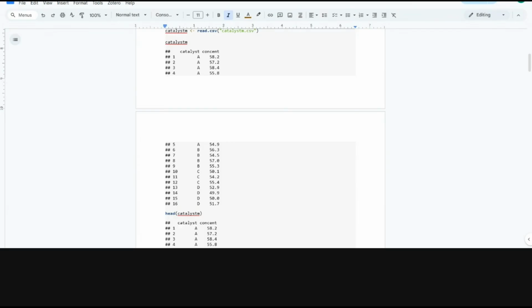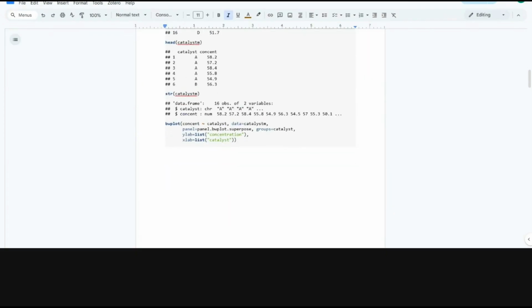Once you've read it, you can see what it looks like by just calling for the name and running that line. So you get the whole data set. Remember, head gives you the first 6. What gives you the last 6? Tail. Very good. We also learned how str tells you the structure of the thing that catalyst M is. It's a data frame, which can be thought of as a spreadsheet. It also tells you how many variables you have and the values that it takes. And in this case, the response was concentration.